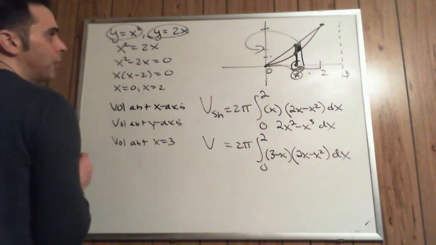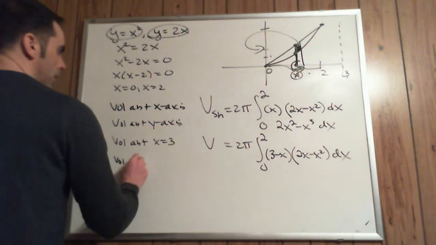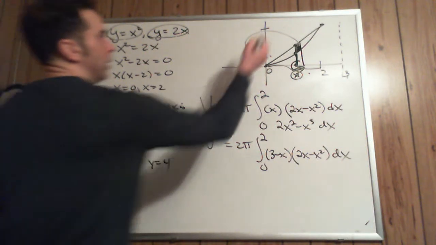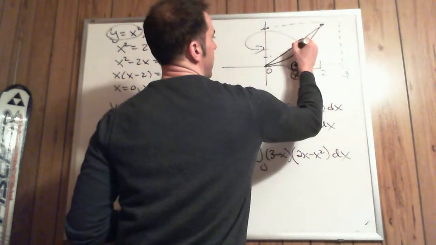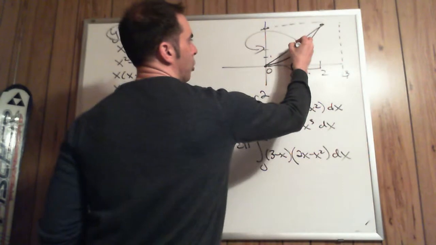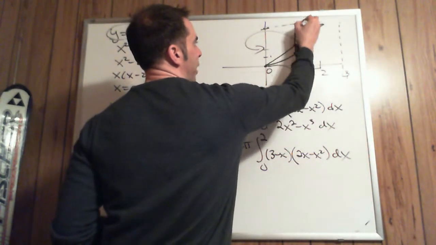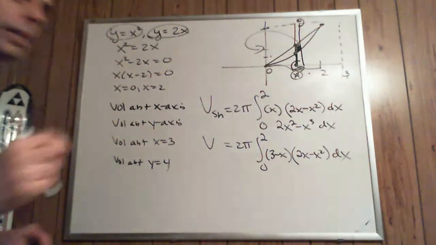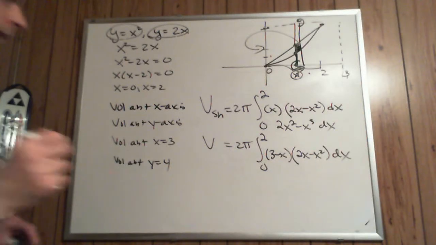If we were to do it about the line y equals 4, well, that's up here. And now, when I compare that to the rectangle in the area, it's perpendicular. So I draw right up against it. When it's perpendicular, it's got to be drawn right up against it.